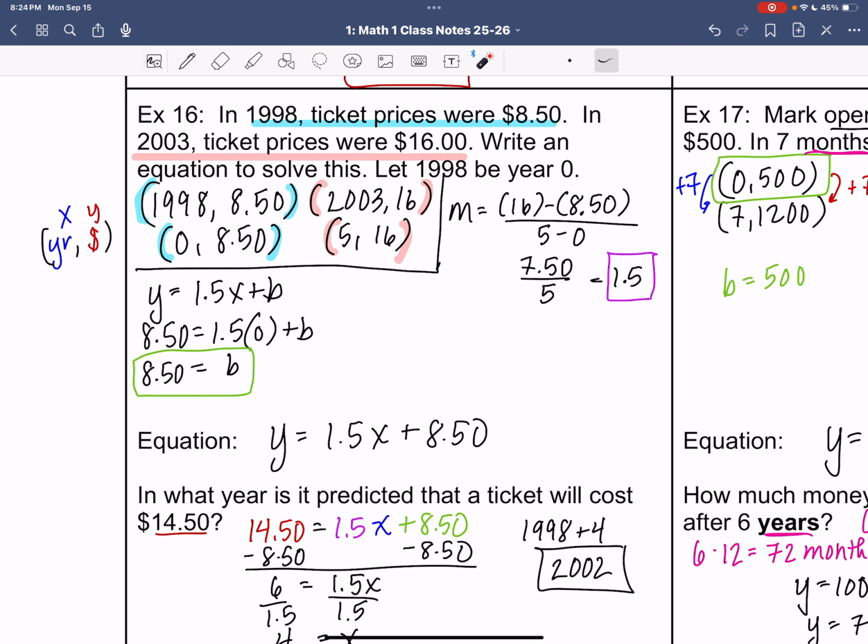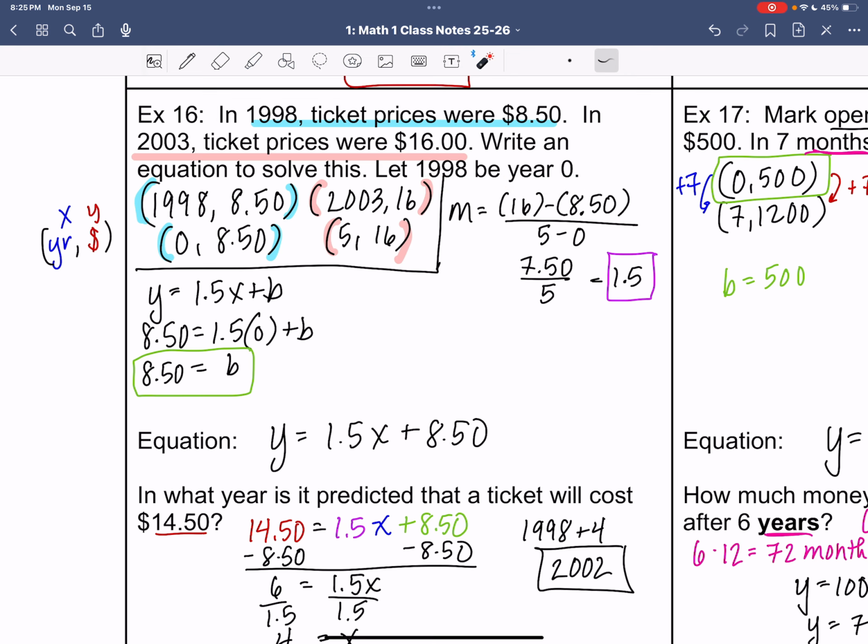All right, this one looks a little crazy, but it's got one little trick to it. In 1998, ticket prices were $8.50, so all this information is related. In 2003, ticket prices were $16. So again, this is related to that, it's a relation. So we're going to write an equation to solve, but we want to let 1998 be year 0.